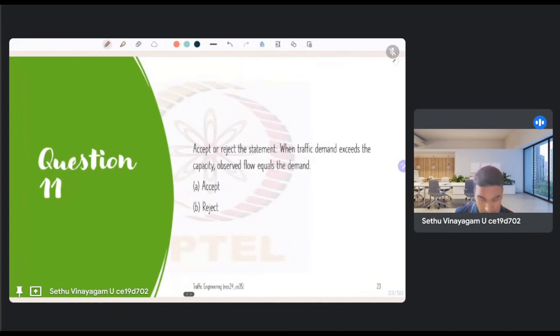Then question number 11. Accept or reject the given statement. The statement is: when traffic demand exceeds the capacity, observed flow equals the demand. We have to accept or reject it.